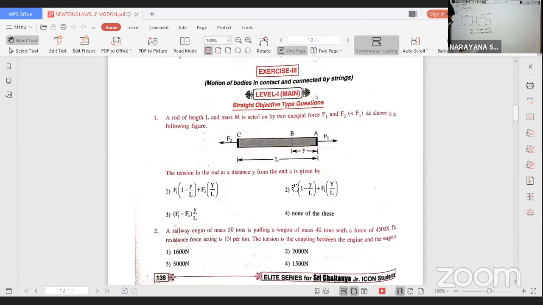Now, a railway engine of mass 50 tons. Here 1 ton is equal to 1000 kgs. A railway engine of mass 50 tons is pulling a wagon of mass 40 tons with a force of 4500 Newton. The resistance force acting is 1 Newton per ton.